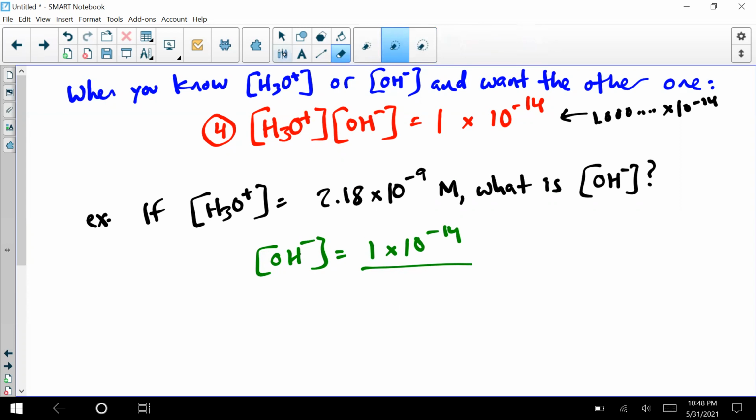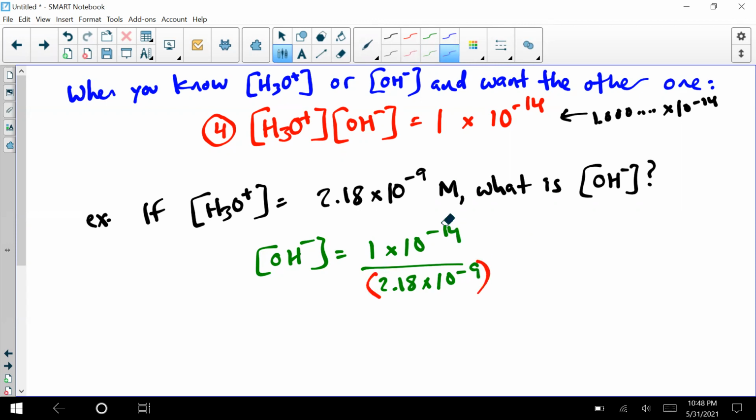concentration of hydronium, which is 2.18 times 10 to the negative 9. Okay. Now again, with your calculator, you can say 2.18 e negative 9 if you know how to use the E function, and that's the single capital letter E, not lowercase e, or put that in parentheses.